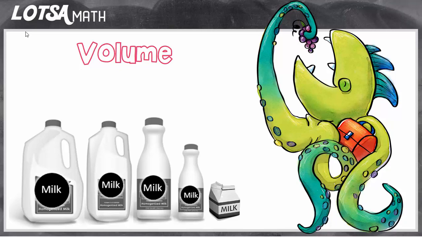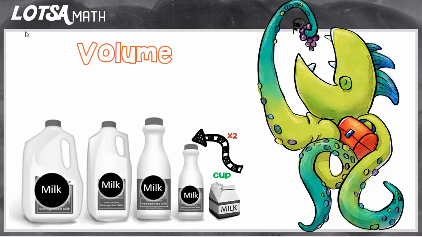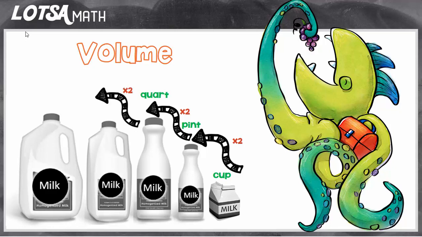One of the smaller ones is called a cup. Well, if you put 2 cups together, it makes a pint. And a pint's a little bit bigger than a cup. Well, if you take 2 pints together, it would equal a quart. And if you wanted to measure even larger amounts, you could put 2 quarts together to make a half a gallon. And if you put 2 half gallons together, you would get a whole gallon.